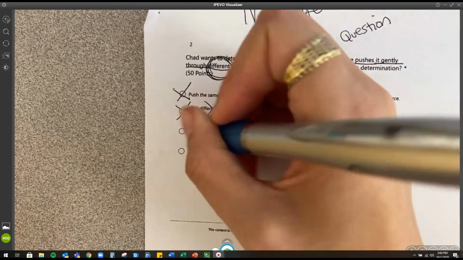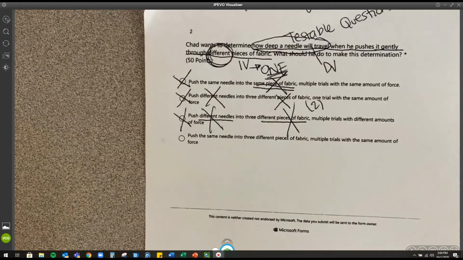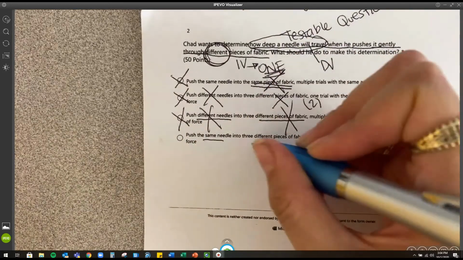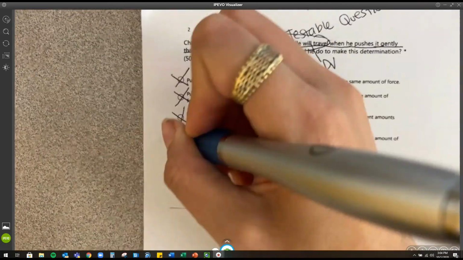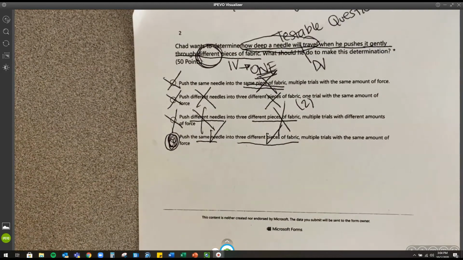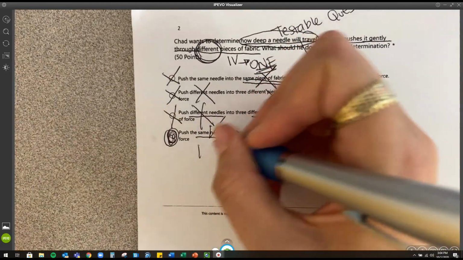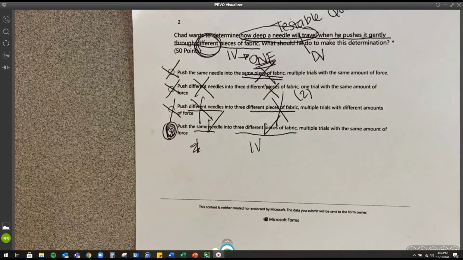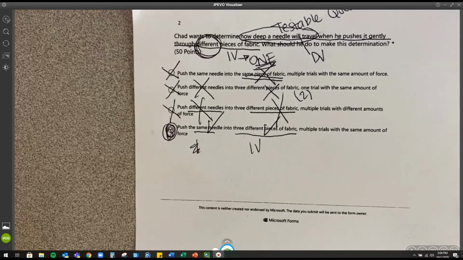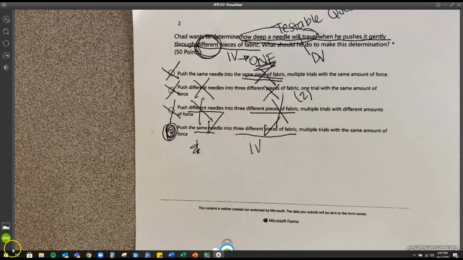My third option says push different needles into 3 different pieces of fabric, multiple trials with different amounts of force. So I have, again, 2 independent variables. That's not possible. We can only have 1. And lastly it says push the same needle into 3 different pieces of fabric, multiple trials, same amount of force. Absolutely, this is what's going to help me with my experiment. Because I have my IV here, and then I have my DV that I'm testing, which is how far it will travel. Okay, I'm going to go collect it, and please fix it if you need to do so.